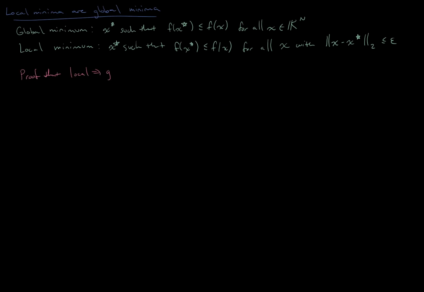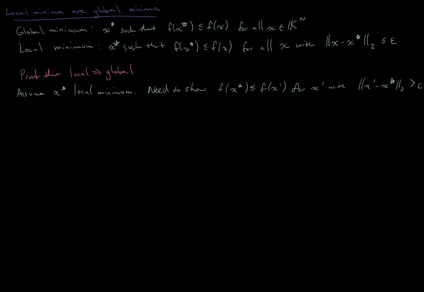We're going to assume that x star is a local minimum, which means that we already know that x star is the minimizer in this neighborhood of radius epsilon. And what we need to show is that x star is actually the global minimizer, meaning f of x star is smaller than f of x prime for x prime that aren't in this neighborhood, that are farther away from x star than epsilon. So we want to show that this is the case using convexity. Let's recall the definition of convexity and apply it specifically to x star and some arbitrary other point x prime.